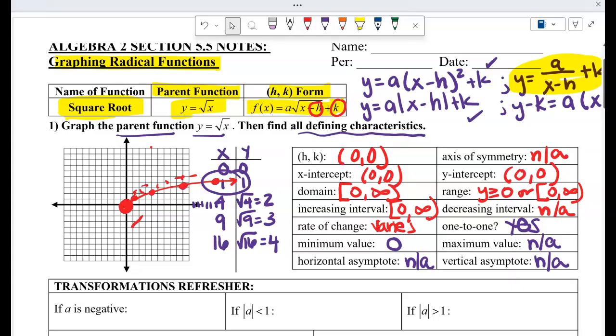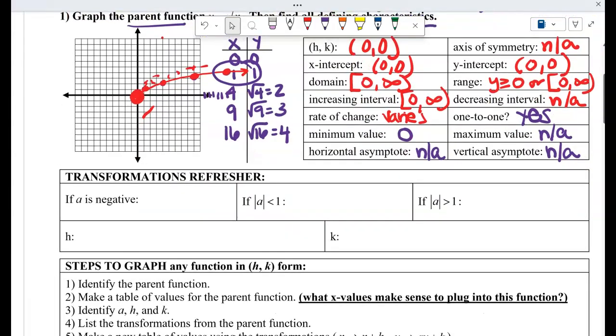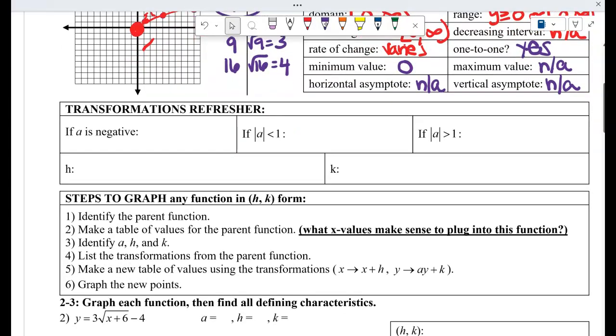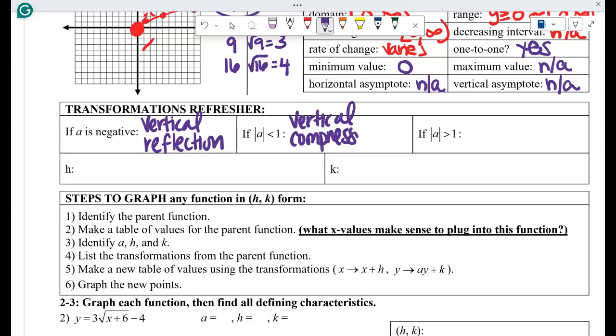So let's recap on the transformation refresher here. If A is negative, we can state that it has a reflection over the x-axis, or we call it a vertical reflection. Now, if the absolute value of A is less than 1, for example, if A is a half or A is a negative 1/3, absolute value of negative 1/3 is still less than 1, so we call this a vertical compression of whatever that A value is, okay?